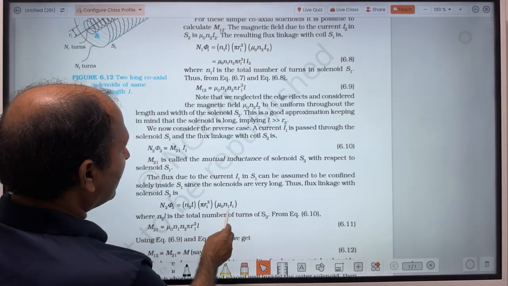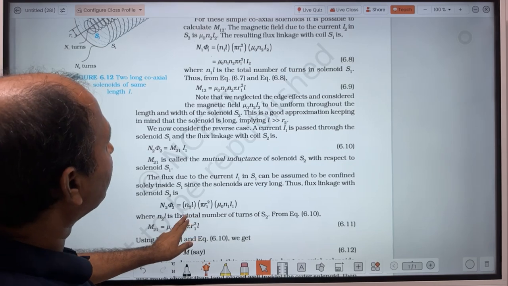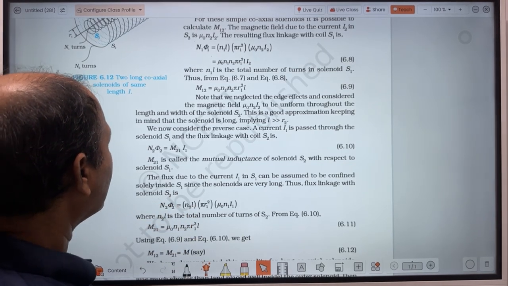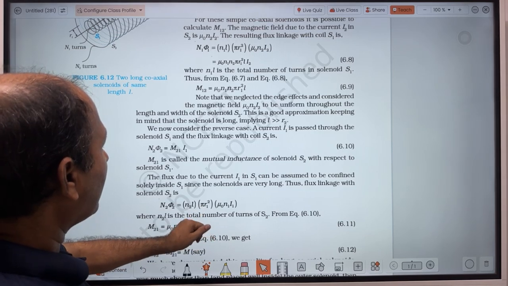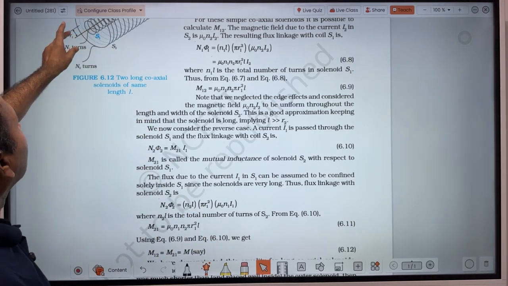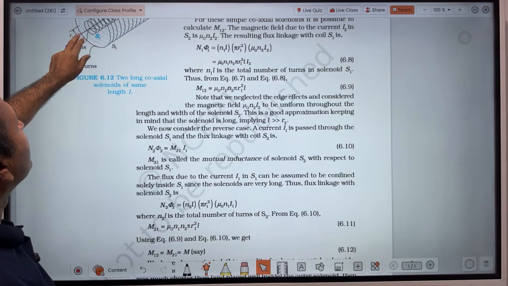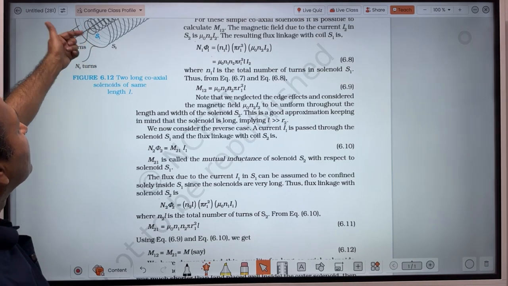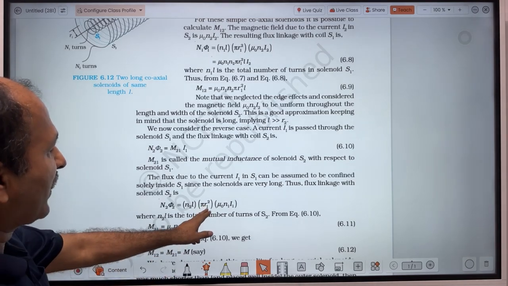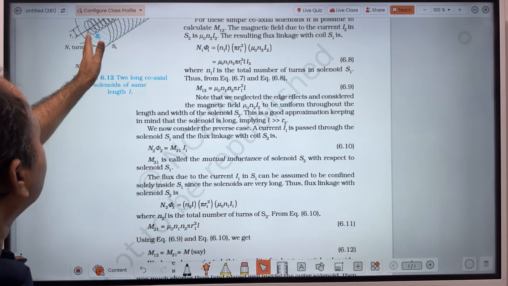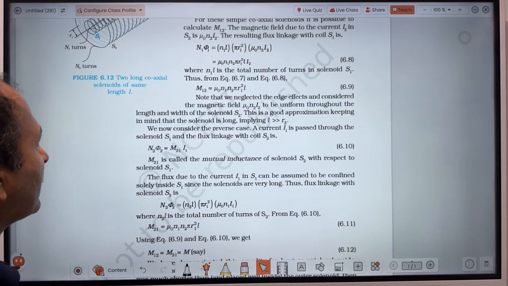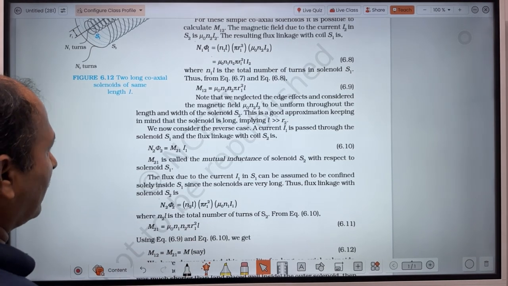So here mu naught N1 I1, and then since flux linked with secondary coil is to be found, we have to take the area. But keep in mind, as I told you, even if the area enclosed by the secondary coil is more, we always consider the inner coil. So that is why the area will not change. It will remain pi R1 square. But the length is the common length, that is also N2 L, right? Number of turns per unit length, and length is L.